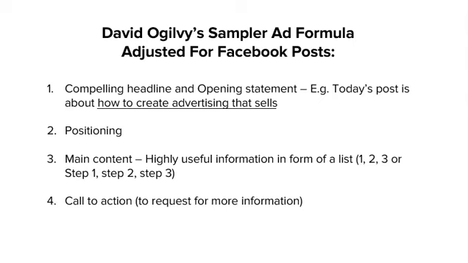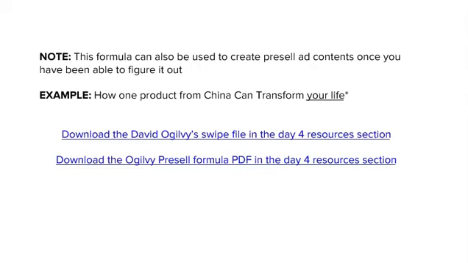You can also use this same formula to write pre-sale content when you become very good at it. For instance, there was one I successfully ran on Facebook that said how one product from China can transform your life. Eventually, Facebook disapproved it because I said your life.